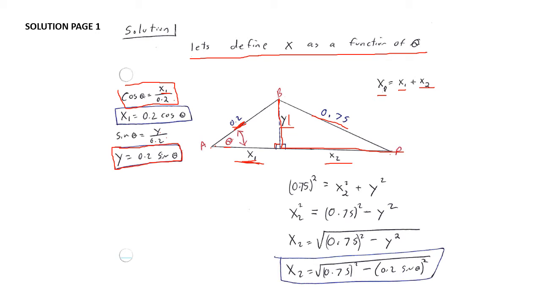I can say, okay, now a squared plus b squared is equal to c squared, so x2 squared plus y squared is equal to 0.75 squared. So I can rearrange this a little bit, solve it for my x2. So x2 squared is equal to 0.75 squared minus y squared. Take the square root of both sides. x2 is equal to square root of 0.75 squared minus my y squared. Plug in my values now. I already have a value for y that I've solved for right here, so I can take this, plug it in right here for my y term right there. So x2 is equal to square root of 0.75 squared minus 0.2 sine of theta, squared.